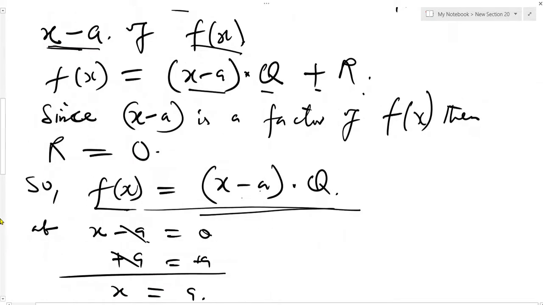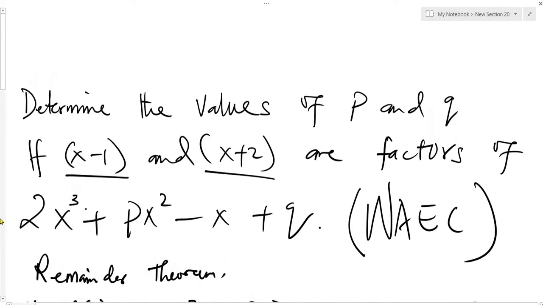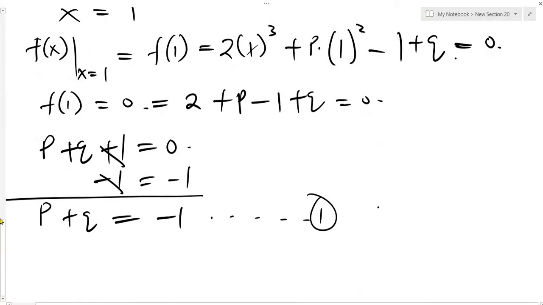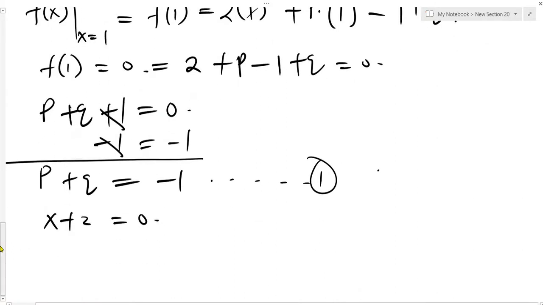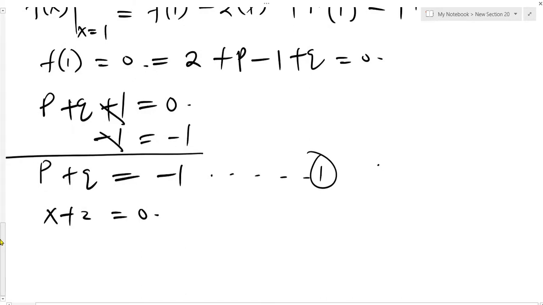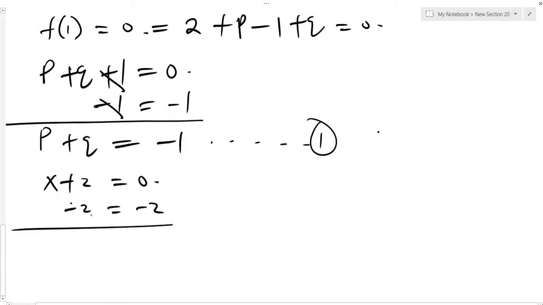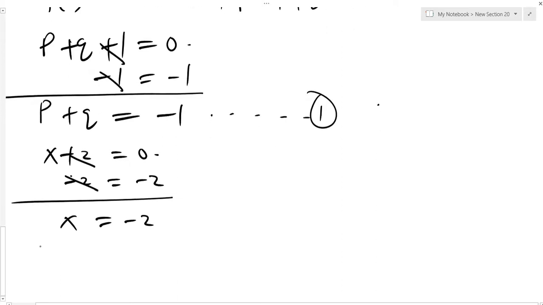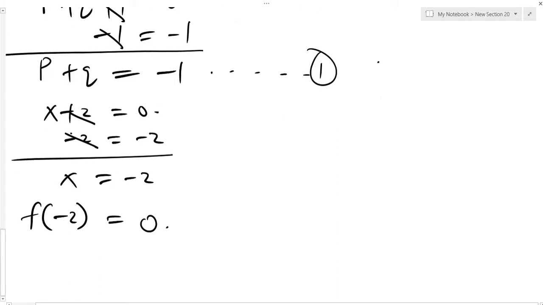And the next one, you have factor of x plus 2. So that means x plus 2, where this factor is equal to 0, so x will be what? We have minus 2 is equal to minus 2. So you add minus 2 to both sides, this will cancel out. We're left with x at the left hand side equal to minus 2. So f of minus 2 will be equal to 0.